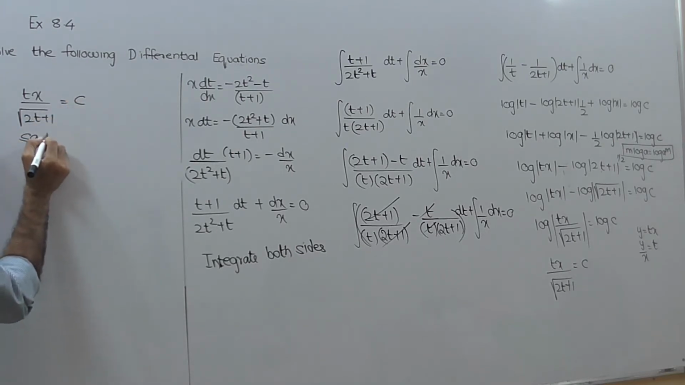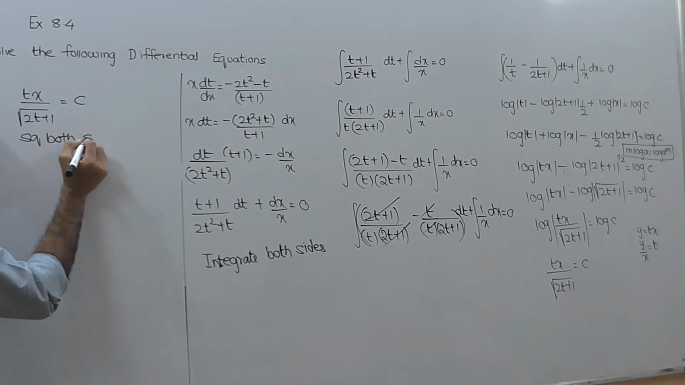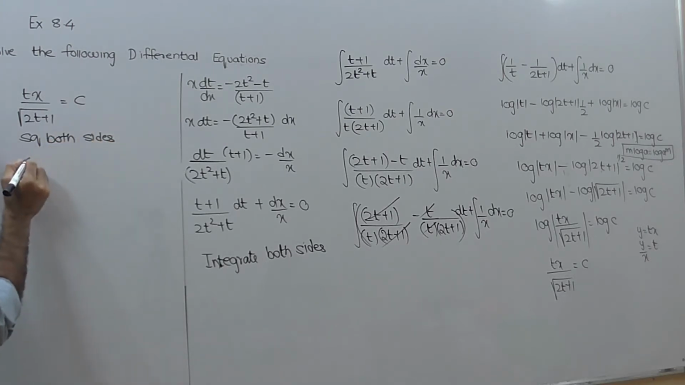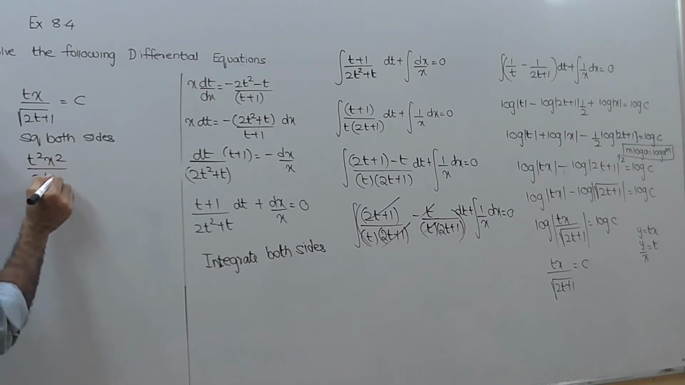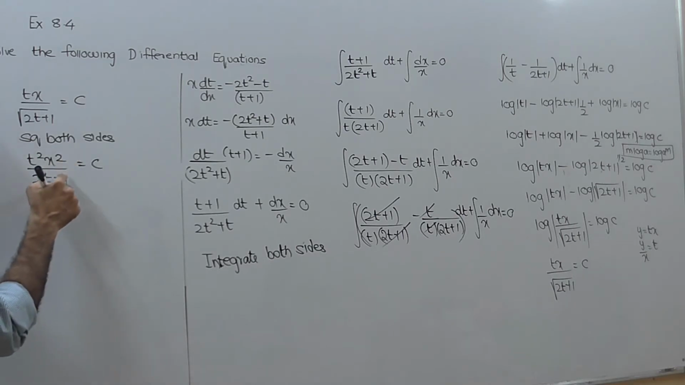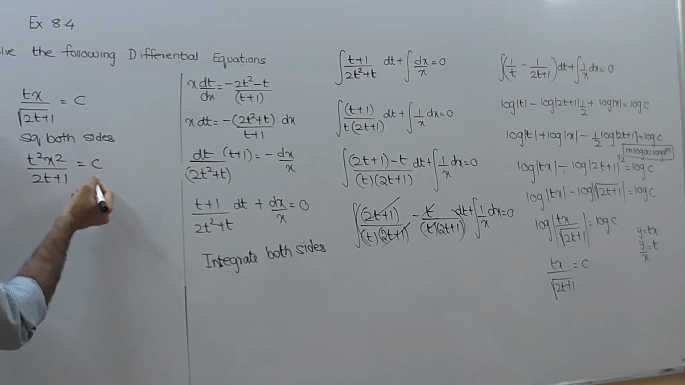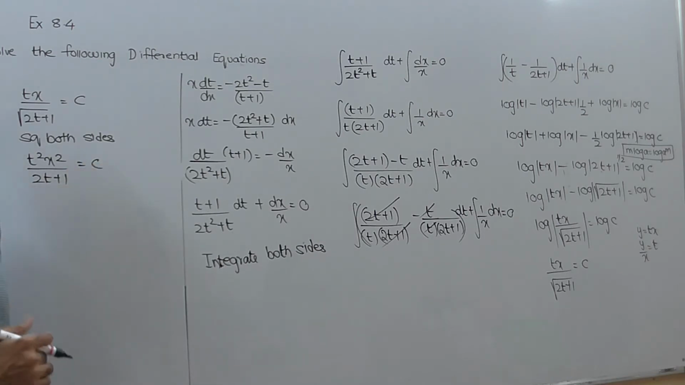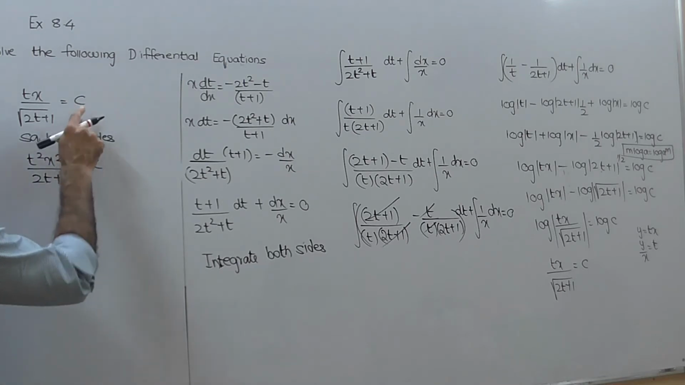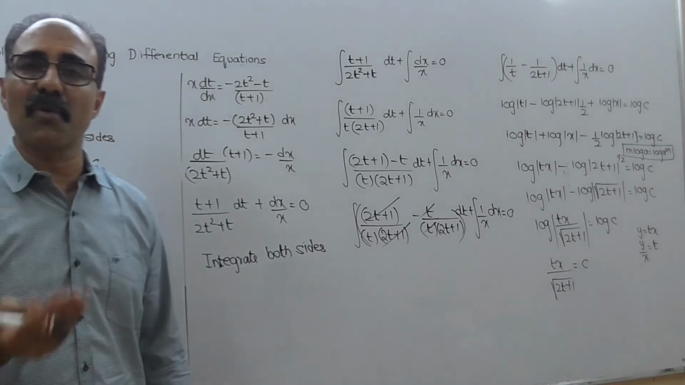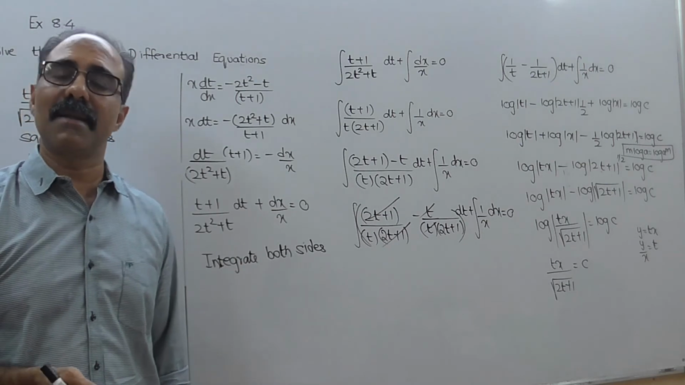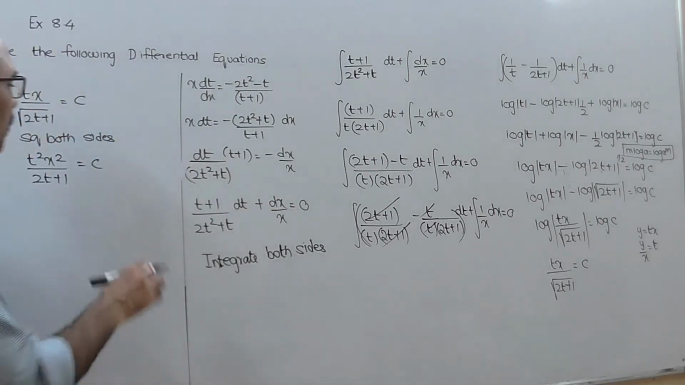The option which you have is you can square up both sides. If you square both sides, you should get t square x square upon 2t plus 1 equal to c. Because you have a root, to eliminate the root you have to square both sides. Now in spite of squaring both sides, still I am writing c. The reason for writing c is, what is c? C is an arbitrary constant. If you square an arbitrary constant, the answer itself will be an arbitrary constant, so you can write c.